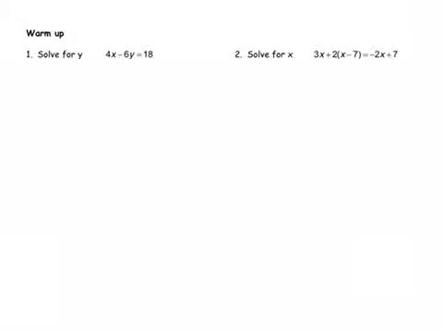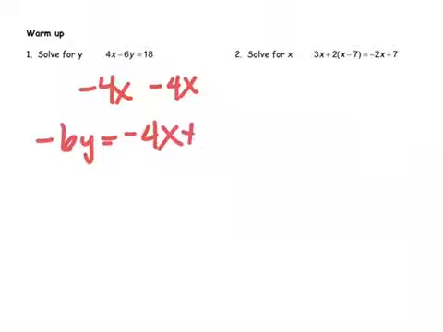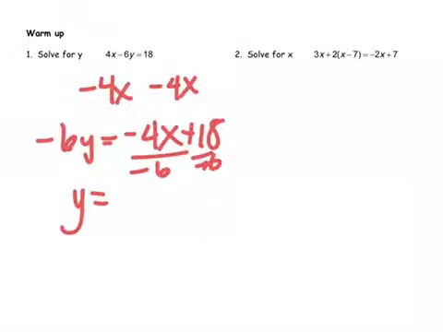Solving for y. The first thing you're going to have to do is subtract the 4x from both sides. That gives you negative 6y equals negative 4x plus 18. And then when you divide by negative 6, that's going to give you positive 4/6, which you can reduce to make 2/3 x, and then minus 3.